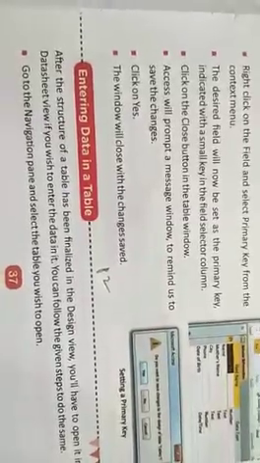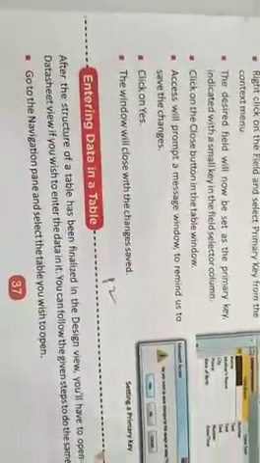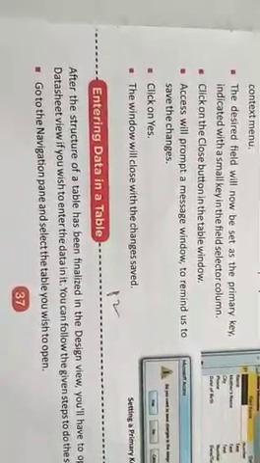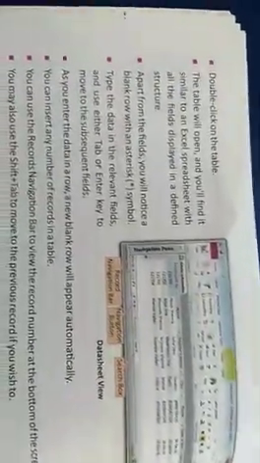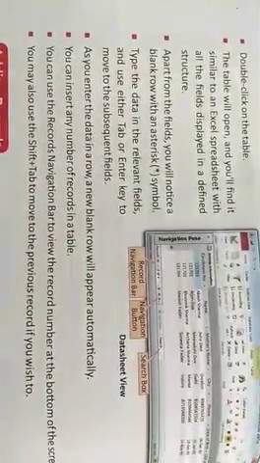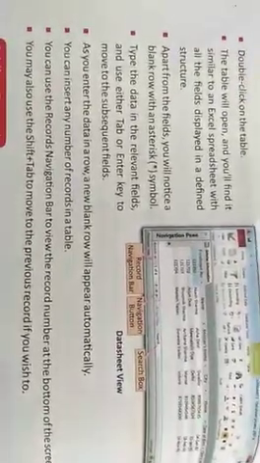Now if you want to add the data, you have to follow these steps. Go to the navigation pane and select the table you want to open. Double click on the table. The table will open and you will find it similar to an Excel spreadsheet with all the fields displayed in the defined structure. You can see it will be open like this.